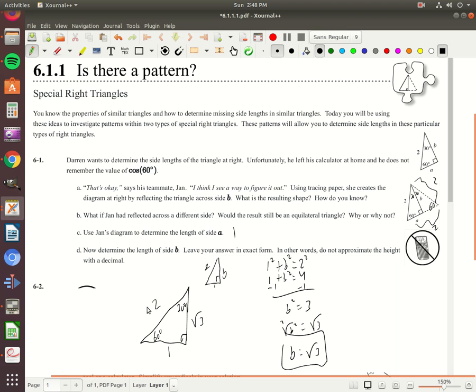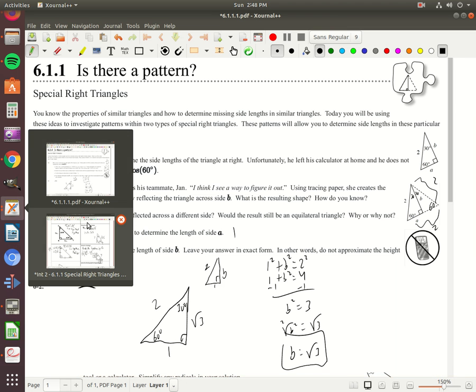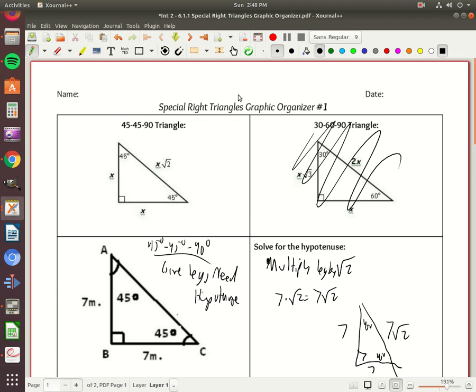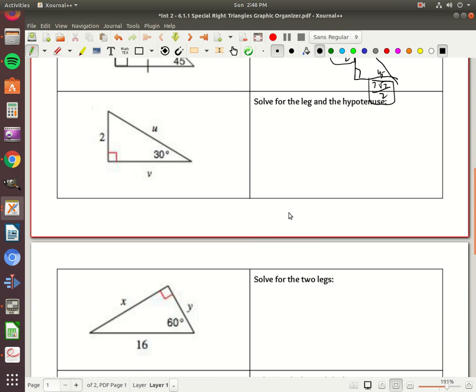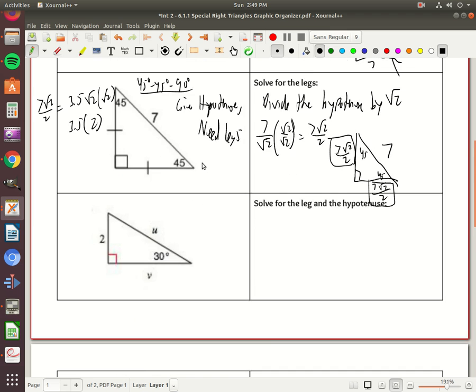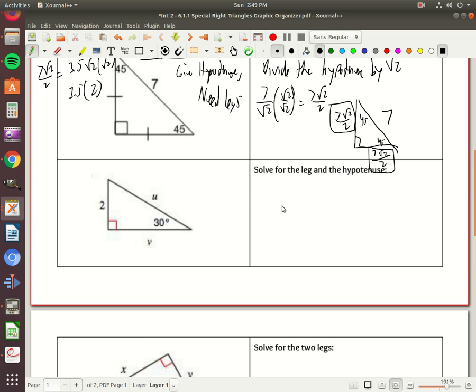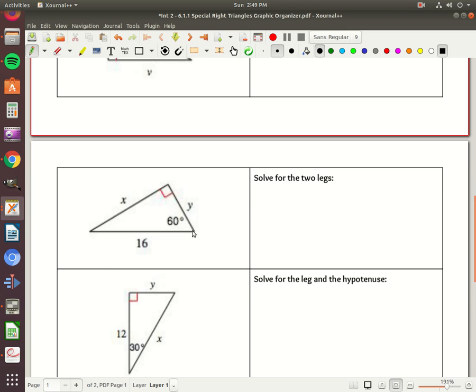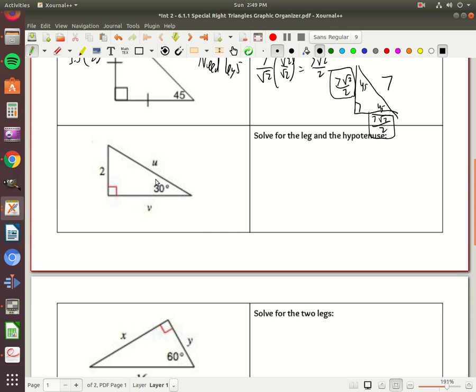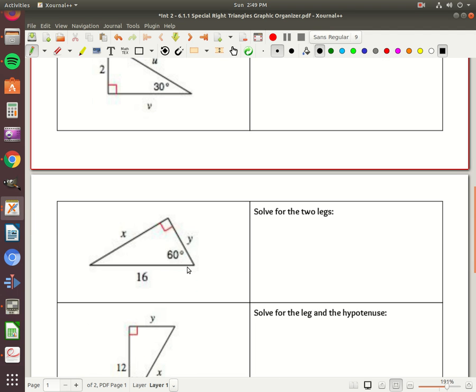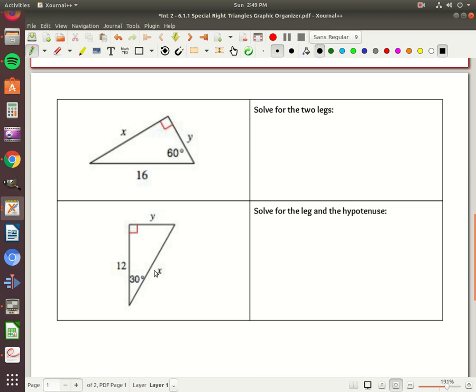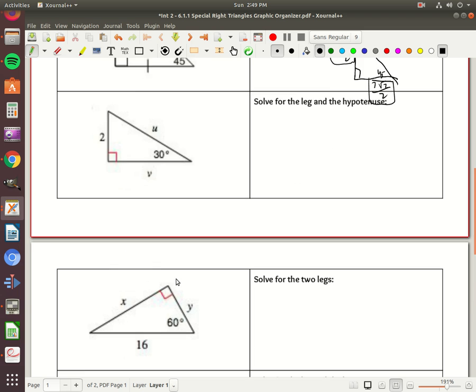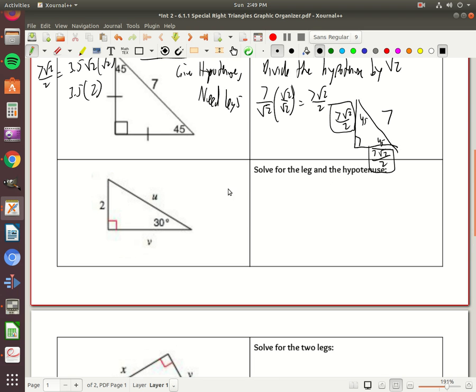So funny. All right, so if we look back over at our graphic organizer, you'll notice we have 3 boxes for 30, 60, 90 triangles. They're all 30, 60, 90 triangles. And the reason that we have 3 separate boxes is because sometimes they might give us the 30 degree side, and we need to solve for the 60 degree side and the hypotenuse. Sometimes they might give us the hypotenuse, and we need to solve for the 2 legs. And sometimes they might give us the 60 degree side, and we need to solve for the 30 degree side and the hypotenuse. So different ones each time.